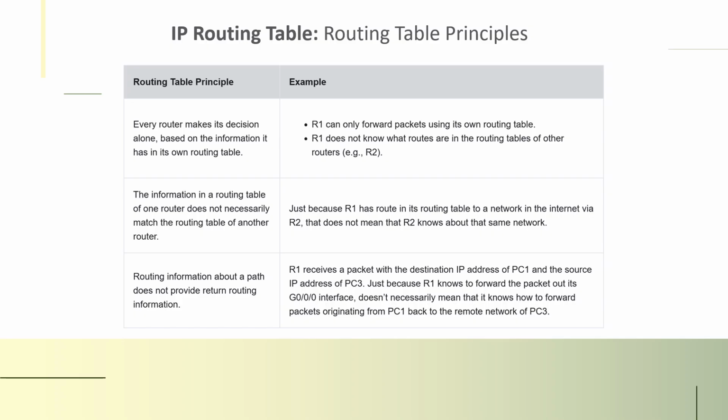Routing information about a path does not provide return routing information. In the example for our network, router 1 receives a packet with the destination IP address of PC1 and the source IP address of PC3. Just because router 1 knows to forward the packet to its GigabitEthernet 0/0/0 interface doesn't necessarily mean that it knows how to forward packets originating from PC1 back to the remote network of PC3.